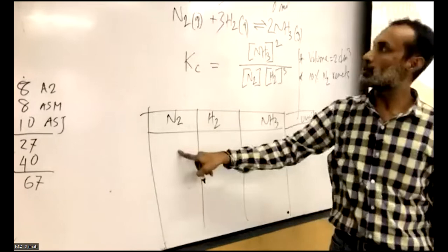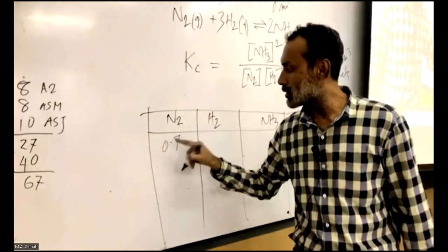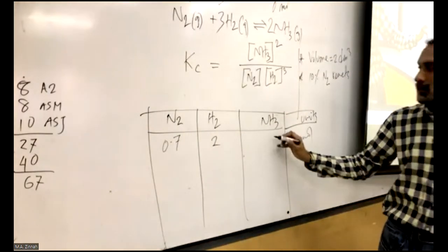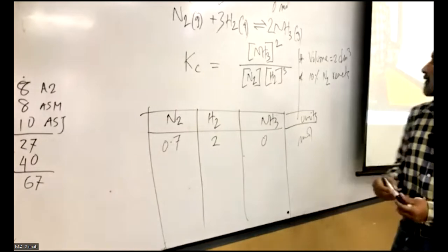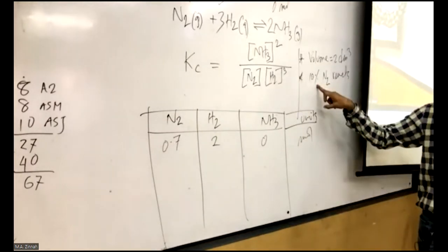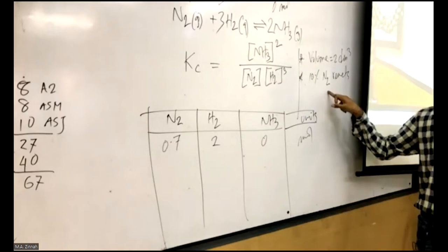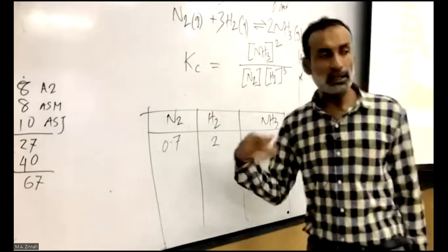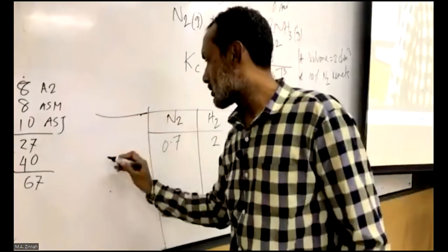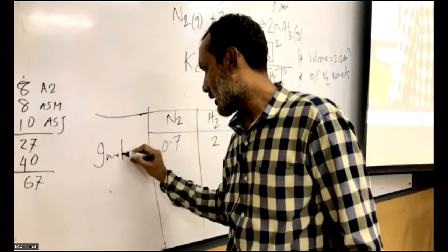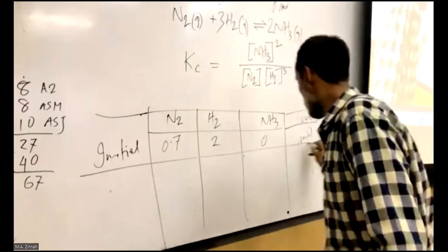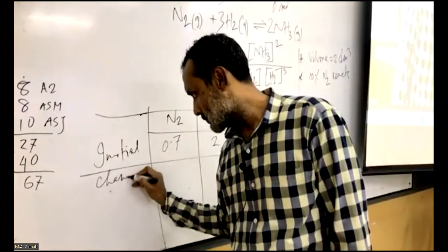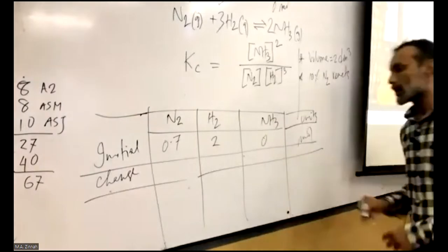What's the mole given? Nitrogen 0.7, and hydrogen is given here 2 mole. And what's the mole of ammonia at the beginning? 0. Very good, 0. And from this, it changes by 10%. 10% nitrogen reacts. This is the change of nitrogen. So if the change is 10%, I can write its initial amount. This is the initial amount. Then here is another row for change. I write here change.